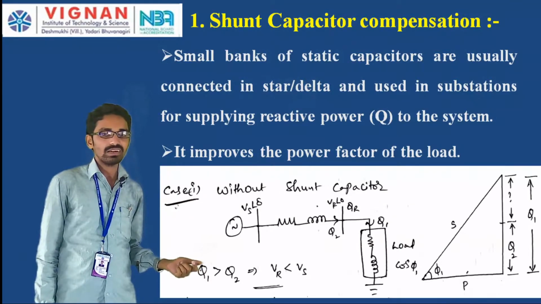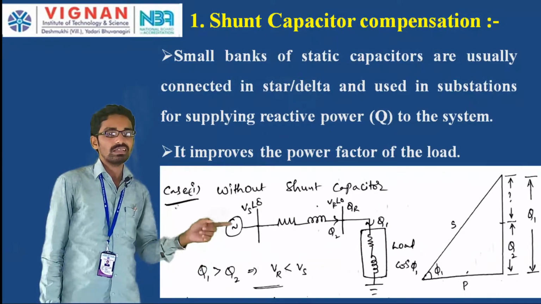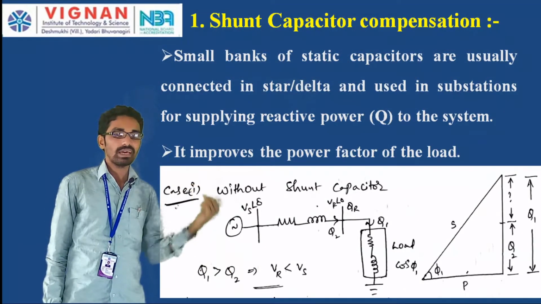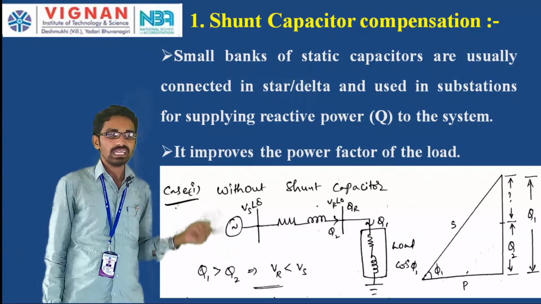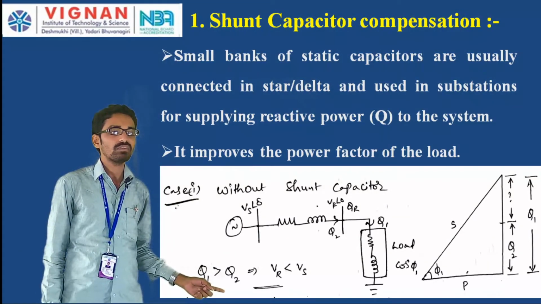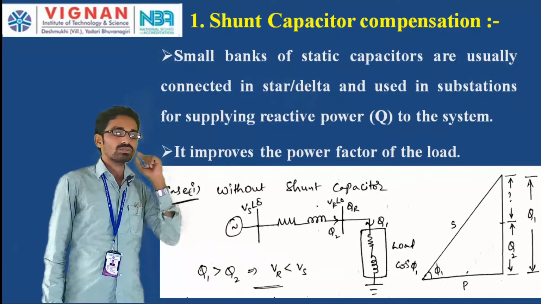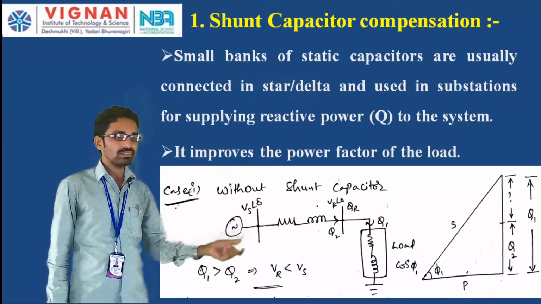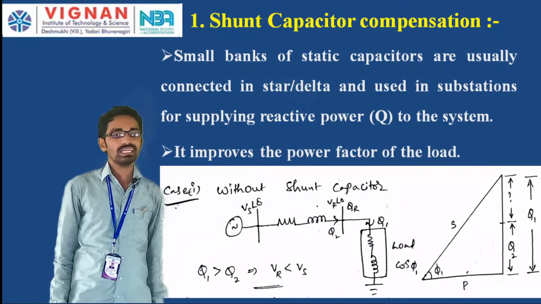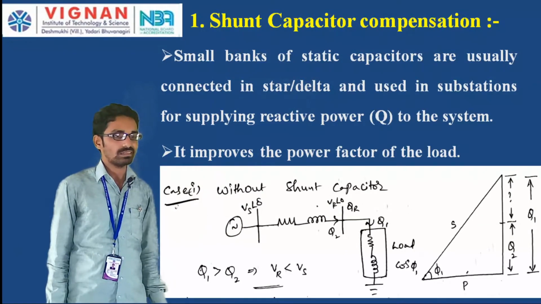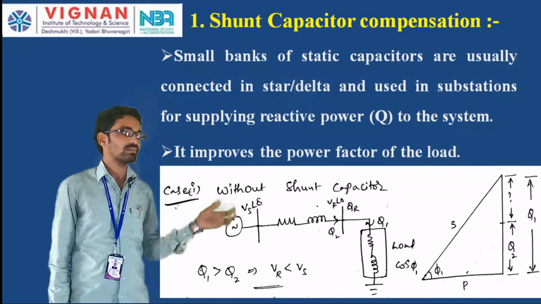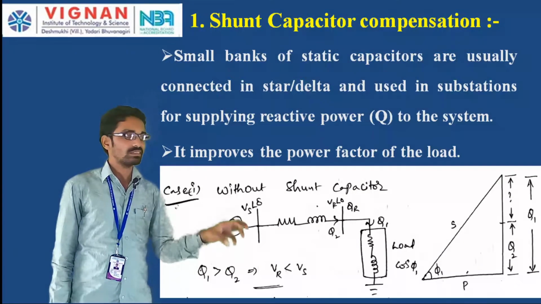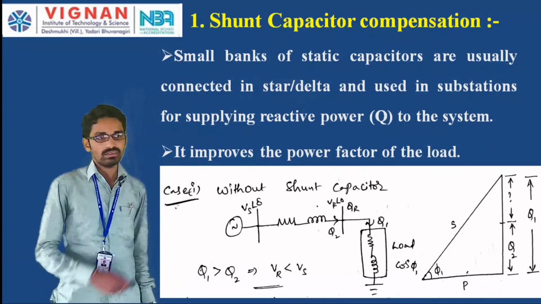In this case, Q1 is greater than Q2, that means the reactive power demand is more than the reactive power supplied. The reactive power demand by the load is more than the reactive power supplied by the generator. Then the receiving end voltage is going to reduce, that means the receiving end voltage is less than the sending end voltage. This is what we saw at the start of this unit, right. Q1 is greater than Q2, then VR is less than Vs, right.